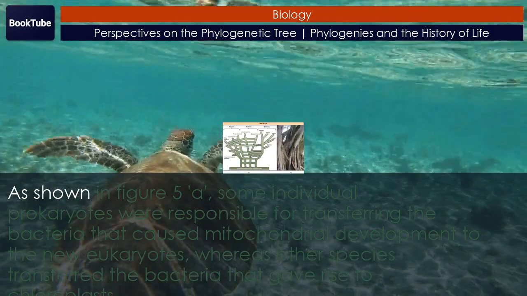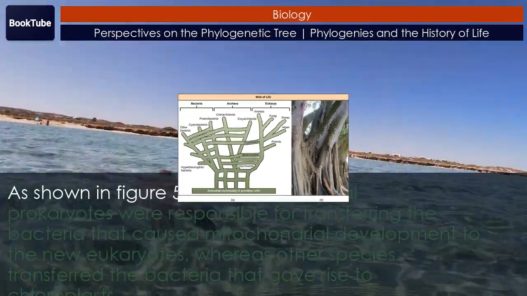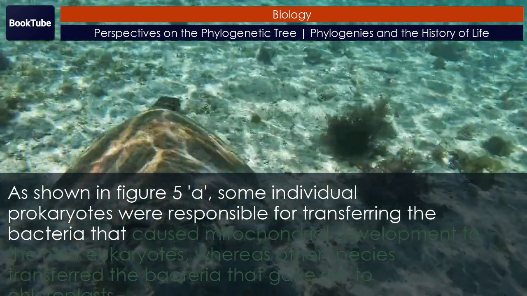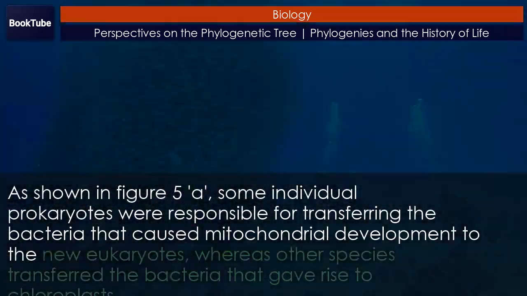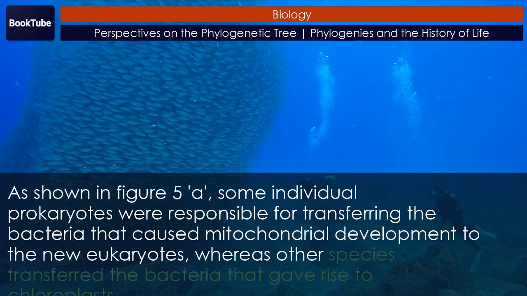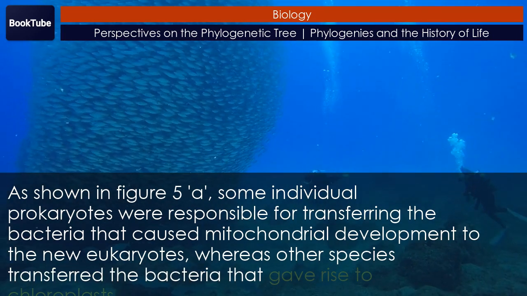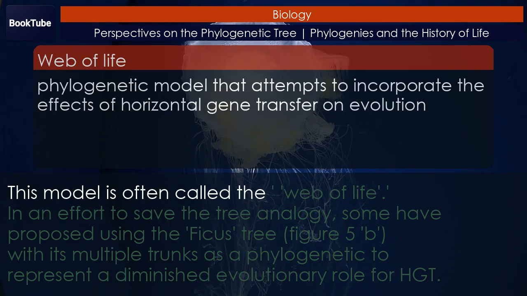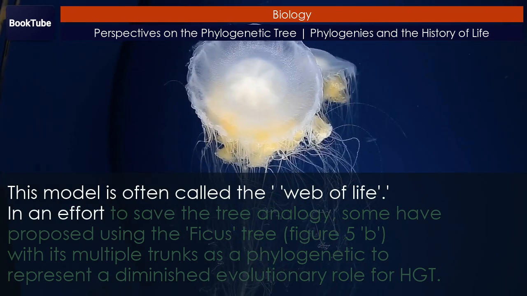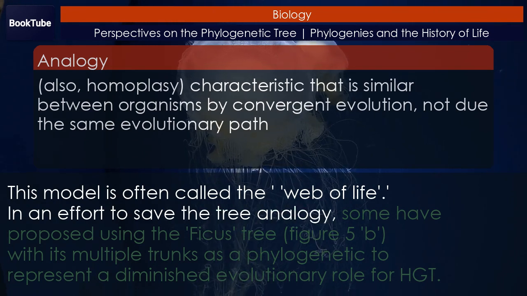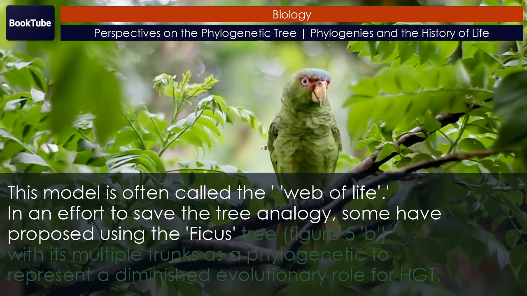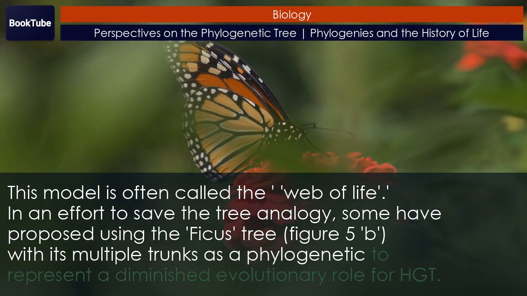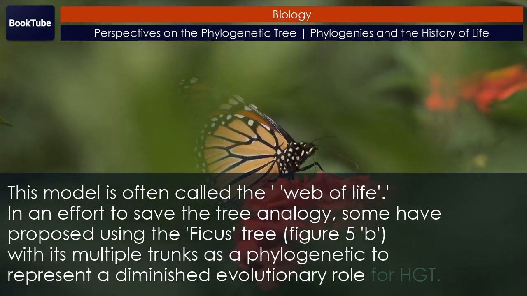As shown in Figure 5, some individual prokaryotes were responsible for transferring the bacteria that caused mitochondrial development to the new eukaryotes, whereas other species transferred the bacteria that gave rise to chloroplasts. This model is often called the web of life. In an effort to save the tree analogy, some have proposed using the ficus tree, Figure 5b, with its multiple trunks as a phylogenetic model to represent a diminished evolutionary role for HGT.